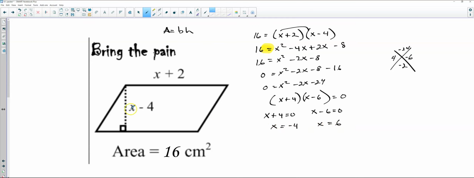Now, negative 4 minus 4 will give me a negative number. Distance can never be negative, so this is eliminated. That means x must be equal to 6, because 6 plus 2 is 8, and 6 minus 4 is 2, and 2 times 8 is 16 square centimeters. And so that's my answer. See, it wasn't so hard.